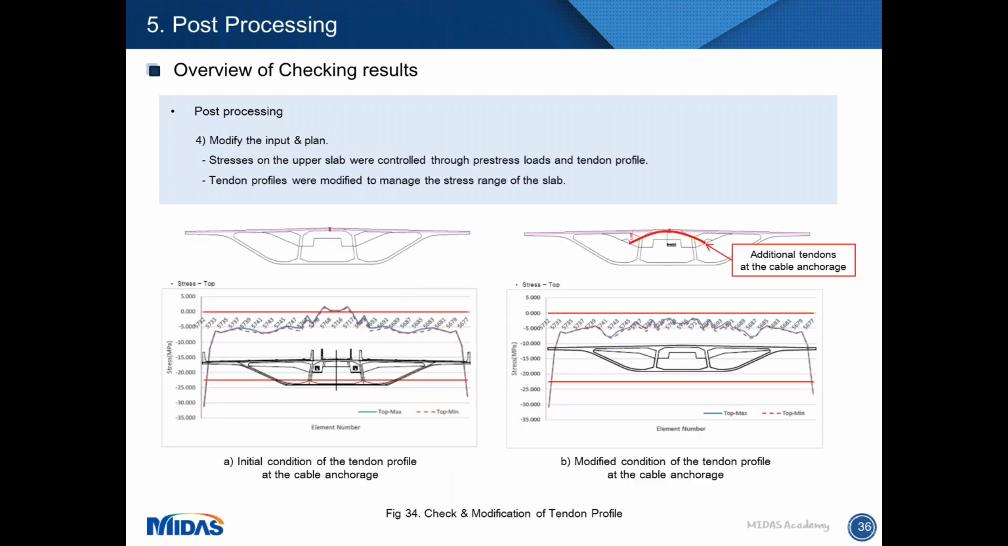This is an example of modification work. In order to check results under SLS combinations, I checked stress results of the upper slab like this. So the left one shows the initial condition of the model and results. As you can see, the tensile stress is over the limitation at the middle of the slab here. So I added an additional tendon profile into the left at the cable anchorage here like this. And I got the reasonable results like this figure on the right.